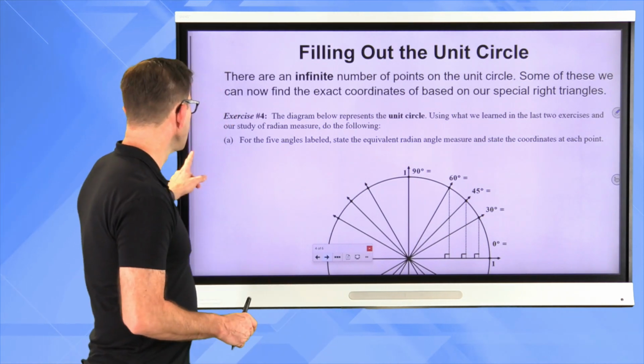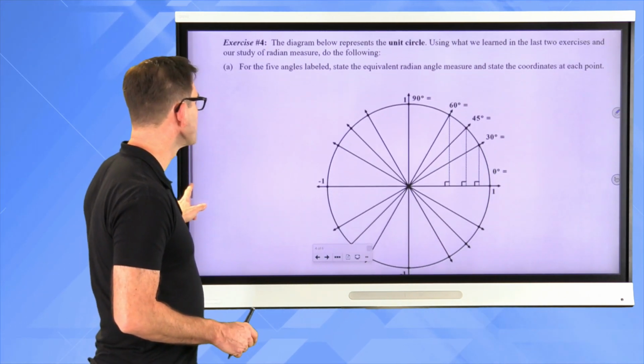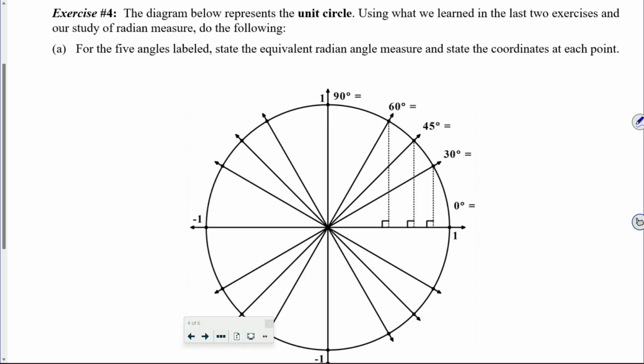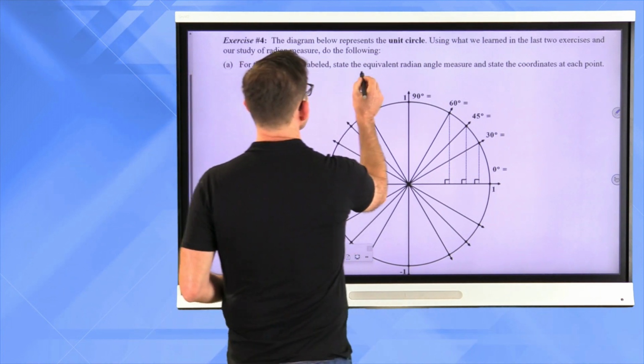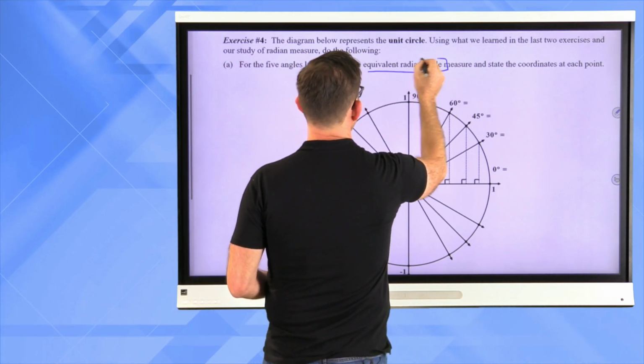So, let's take a look at exercise number 4. The diagram below represents the unit circle. Using what we learned in the last 2 exercises and our study of radian measure, do the following. Letter A. For the 5 angles labeled, state the equivalent radian angle measure and state the coordinates at each point. All right, so let's take care of the first thing first. State the equivalent radian angle measure.